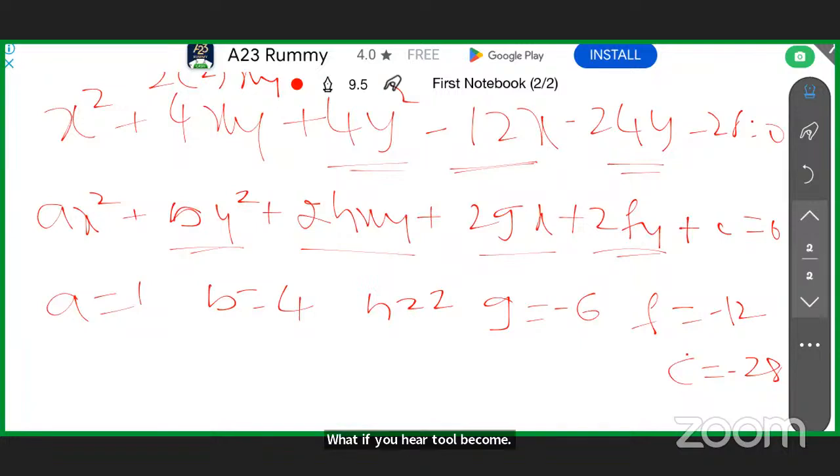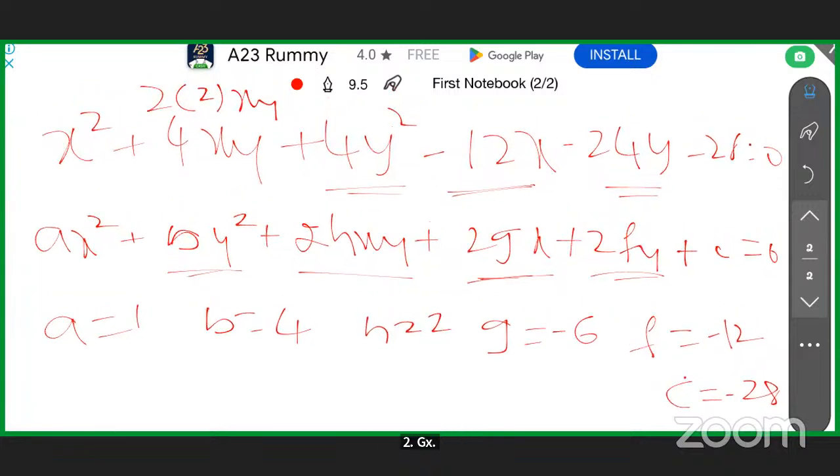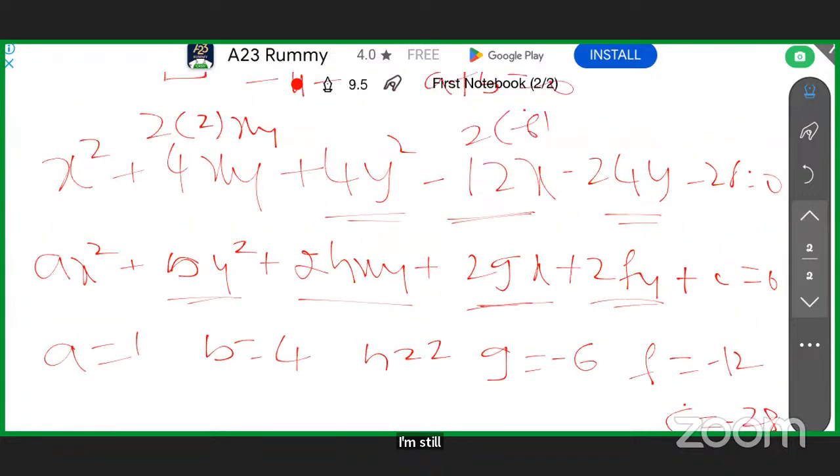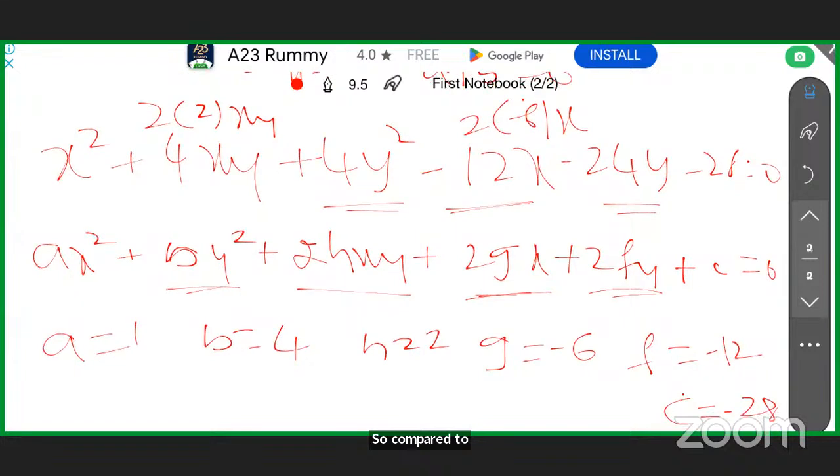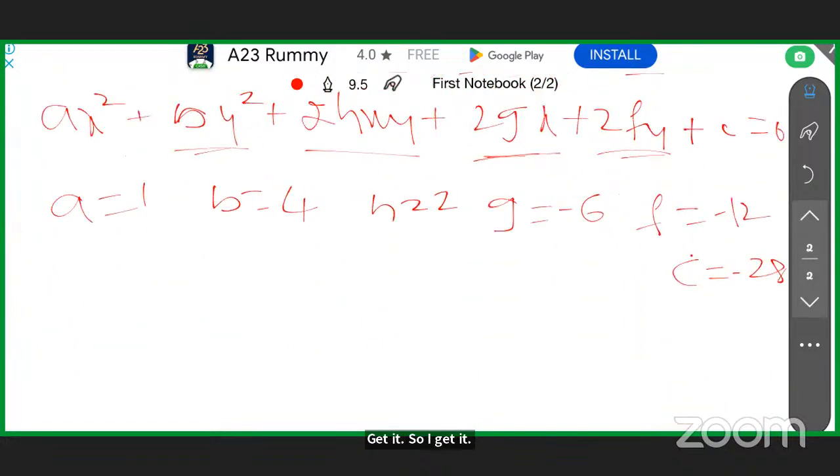No, we are comparing with the standard equation. Simplifying, 2gx becomes 2 into 6 into x. I understood now. So we compare it with the standard equation. So now the first thing you have to do is find delta.